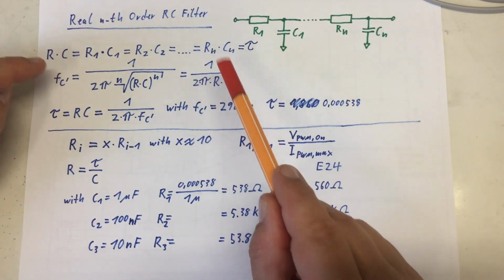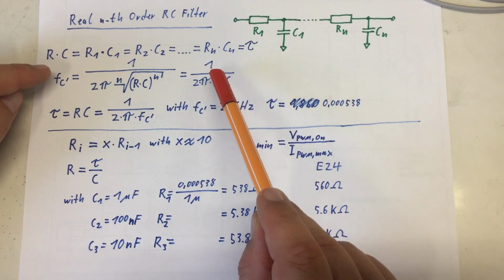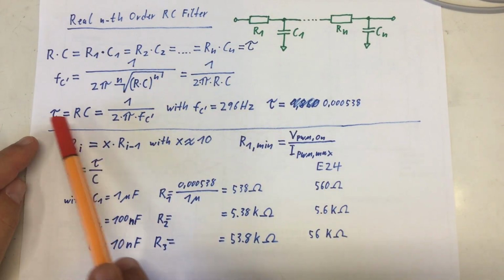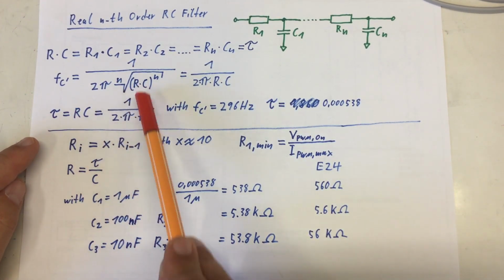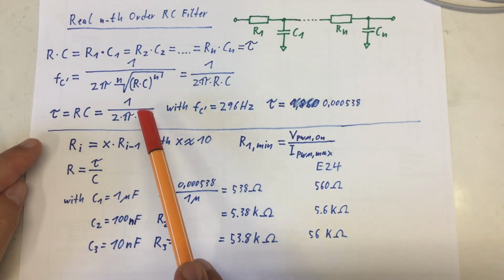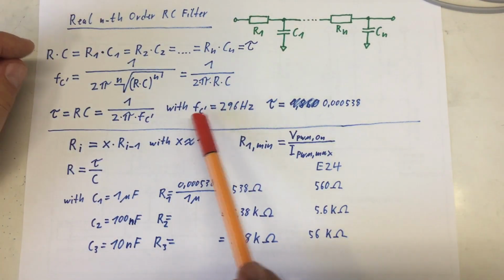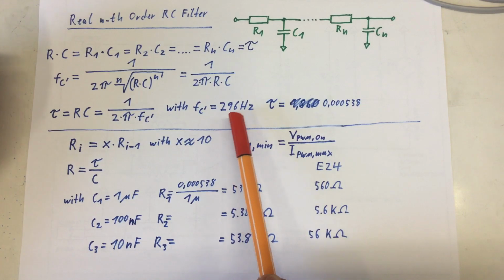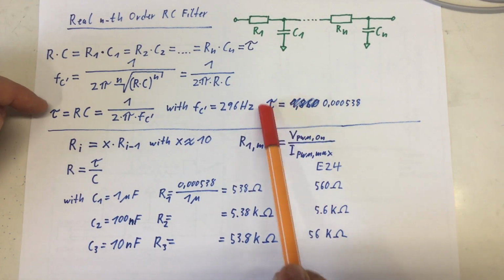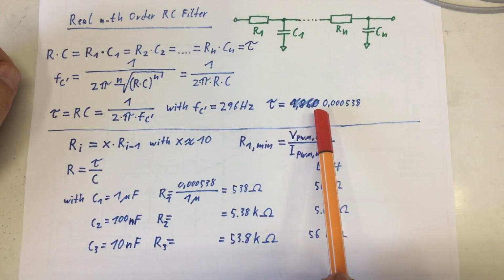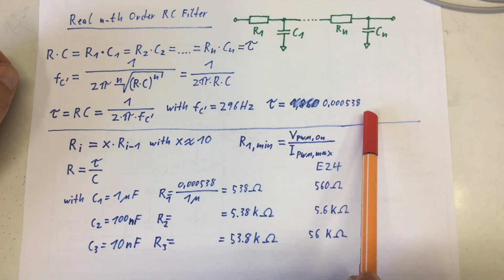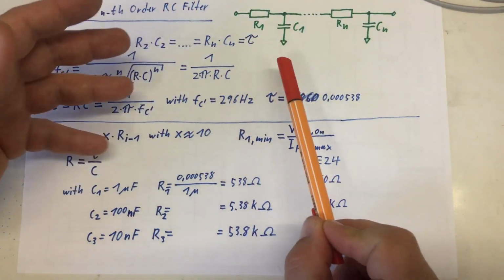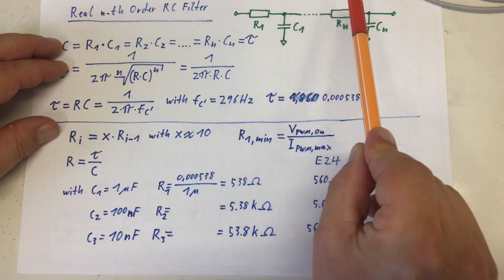Because that can simply be rearranged by multiplying with RC and dividing by FC prime into this. So tau equals RC equals 1 over 2 pi FC prime. And with the FC prime we calculated for our third order RC low-pass filter of 296 Hz, that gives us a tau, or R times C, of 0.000538.